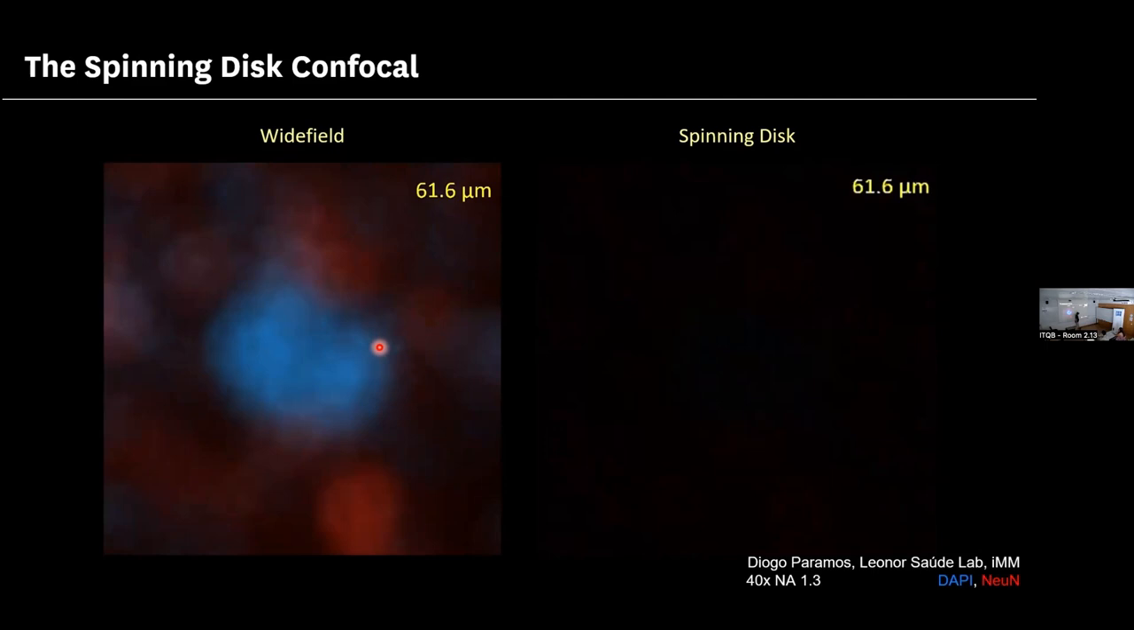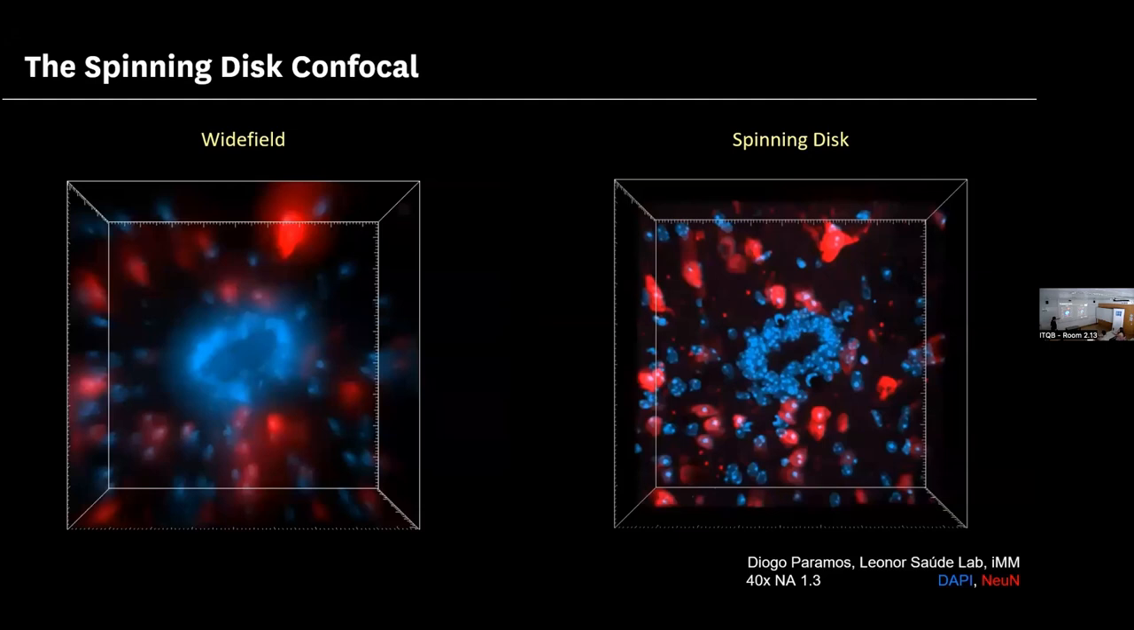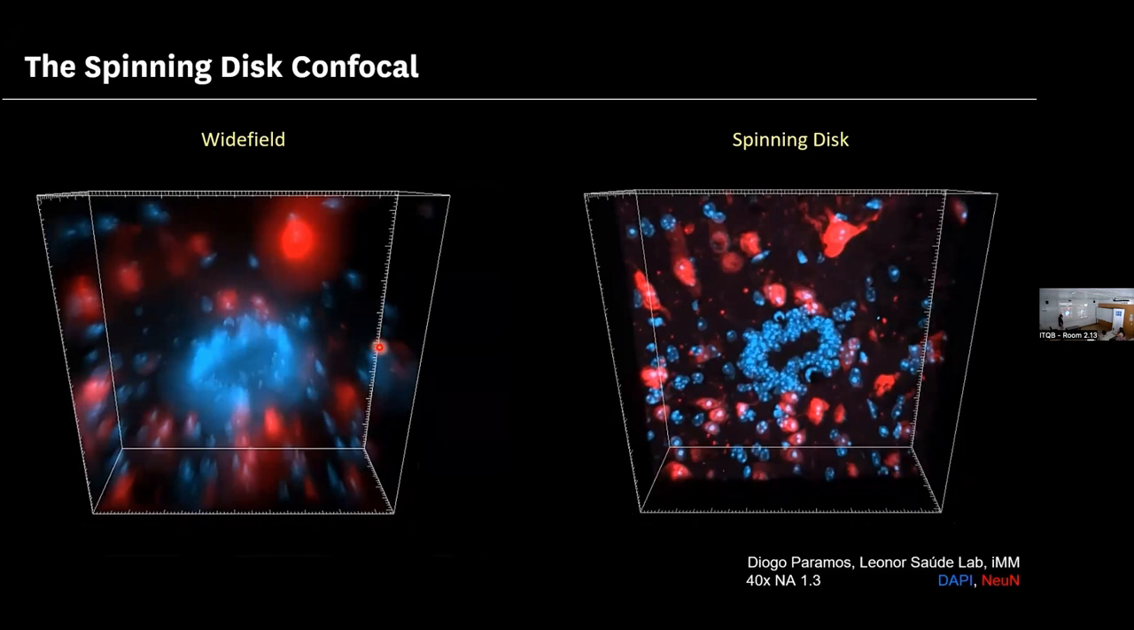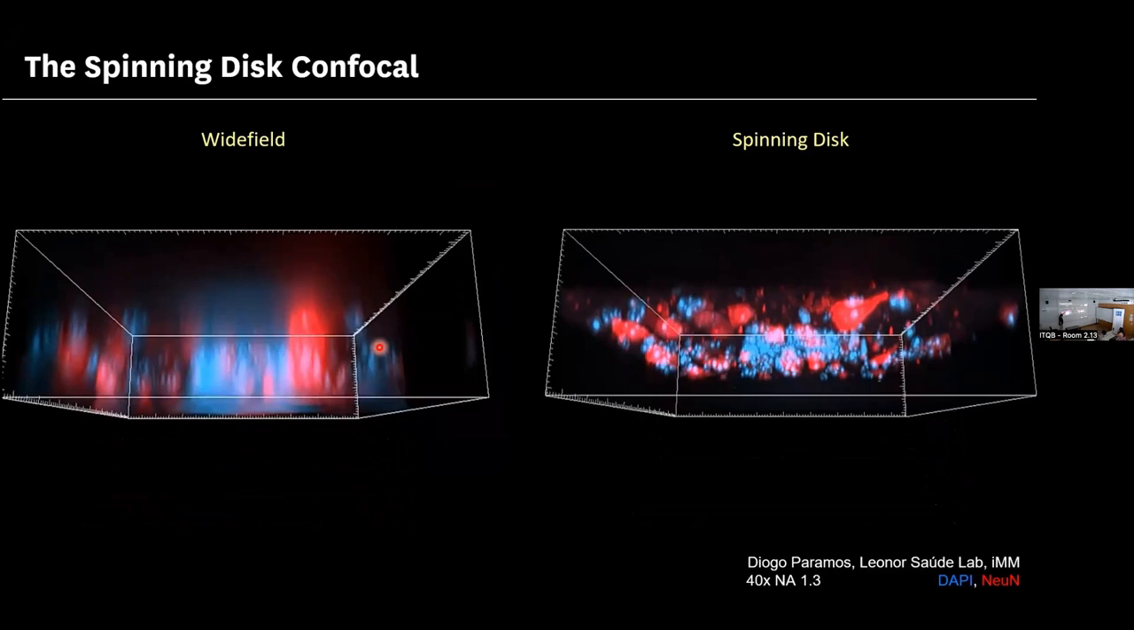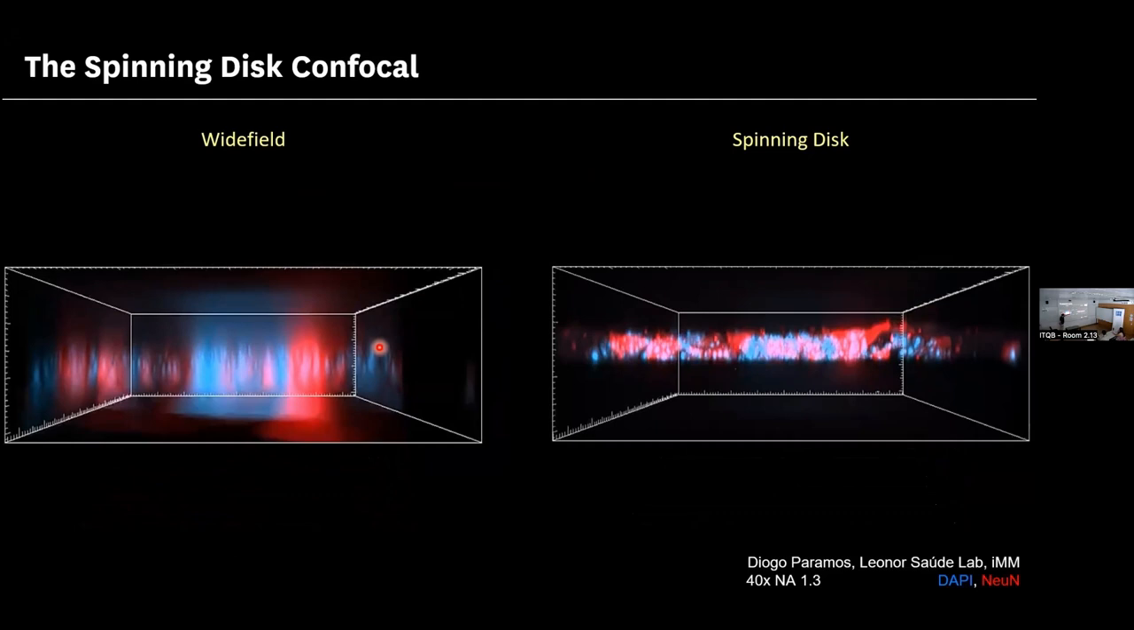I'm going to show you this in 3D. This is the Z-stack reconstruction, a maximum intensity projection of both the wide field and the spinning disk. If we rotate this 90 degrees to show the XZ projection, you'll be able to see that on the wide field you can actually see the point spread function, right? You get the light all over the sample, whereas on the spinning disk, on the confocal, you only really get light from the point where the sample is. This is optical sectioning.